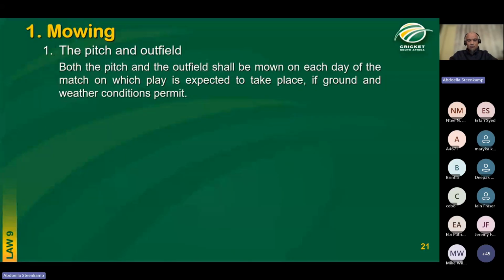So when it comes to mowing of the pitch and the outfield, both pitch and outfield are to be mown on each day of the match that the match is expected to take place. So in our 5-day test match, day 1, game starts at 10 o'clock. So before the game starts, the curator and his staff will prepare the pitch. But on day 2, day 3, day 4, and day 5 of our test match, the law tells us pitch and outfield need to be mown on each day. The reason for this is we need to try to at best keep the pitch and the outfield the same over the 5 days.